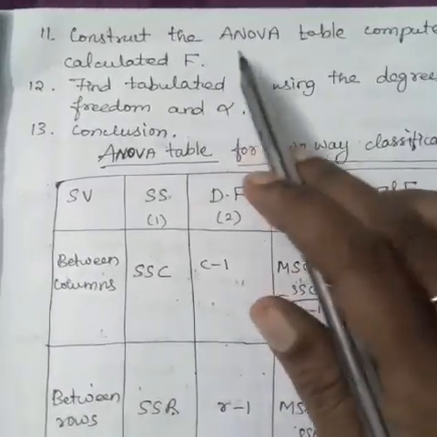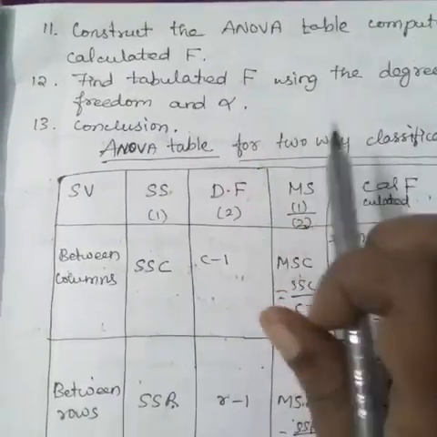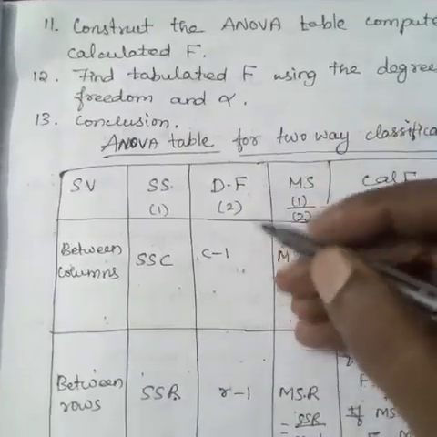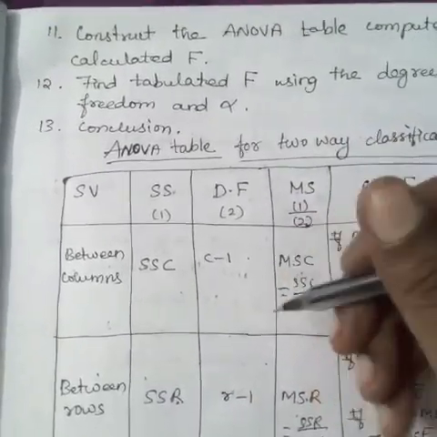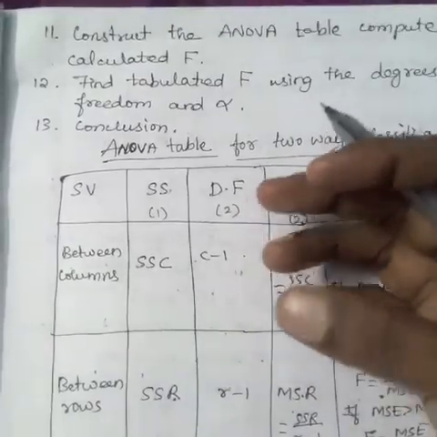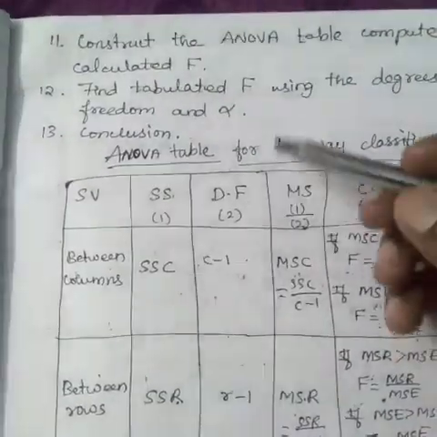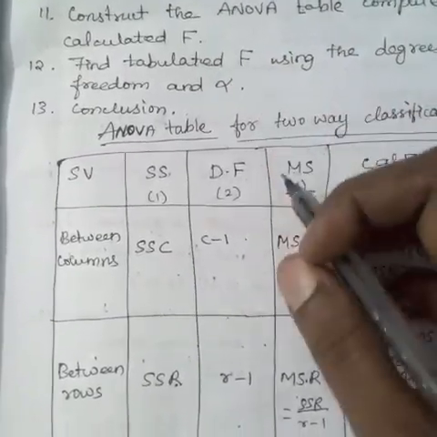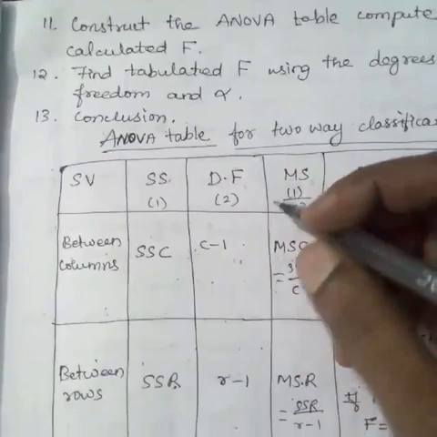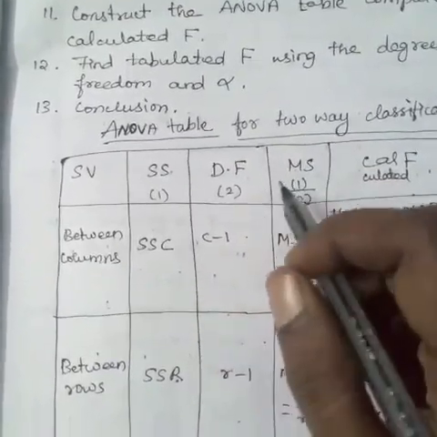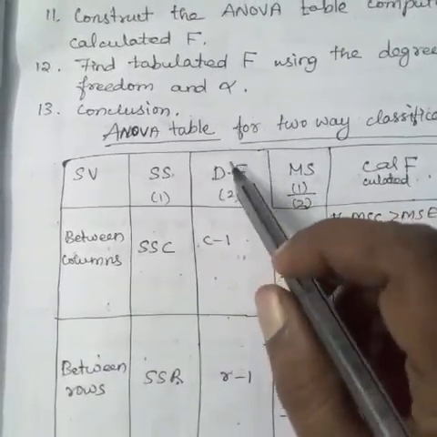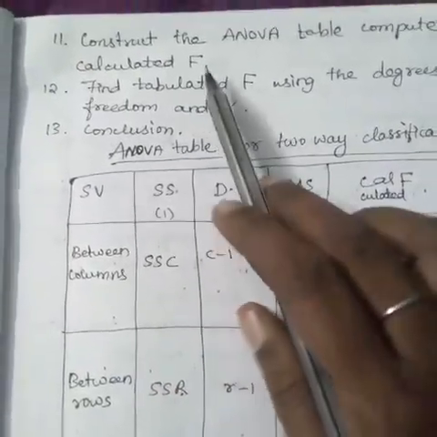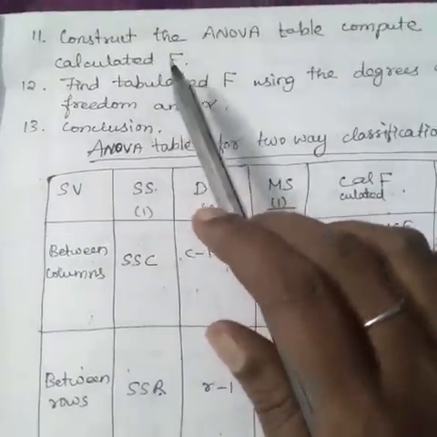The next, 11th step, construct the ANOVA table. ANOVA means analysis of variance. Throughout this chapter we are dealing with the variance only. Already in the first unit we have mean, variance, standard deviation, etc. Variance means F test, so throughout this unit we use F table values only. Differences in mean means t test; differences in variance means F test.